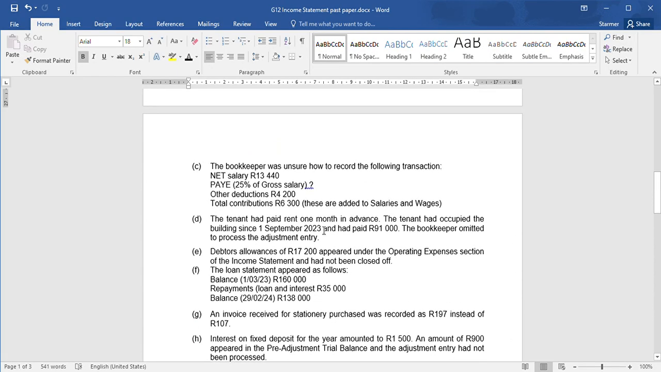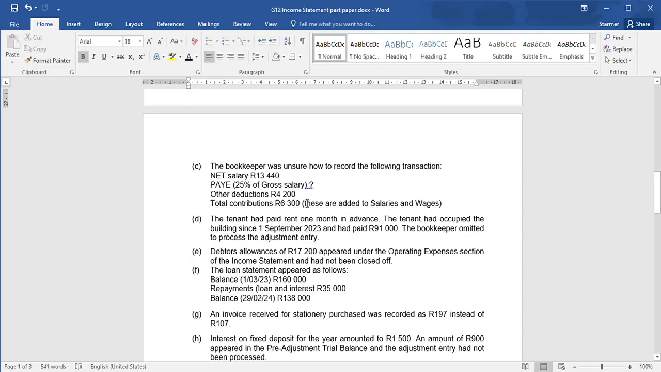Okay, then this next one is a little bit more tricky. They tell you that the bookkeeper was unsure how to record the transaction. Now, normally you get given gross salary here, but in this one they told you net salary. Remember, net salary is after you subtracted your deductions. Added to the fact that they told you net salary, they didn't give you a pay as you earn either. So they just told you that was 25% of your gross salary. And then your other deductions are 4,200.